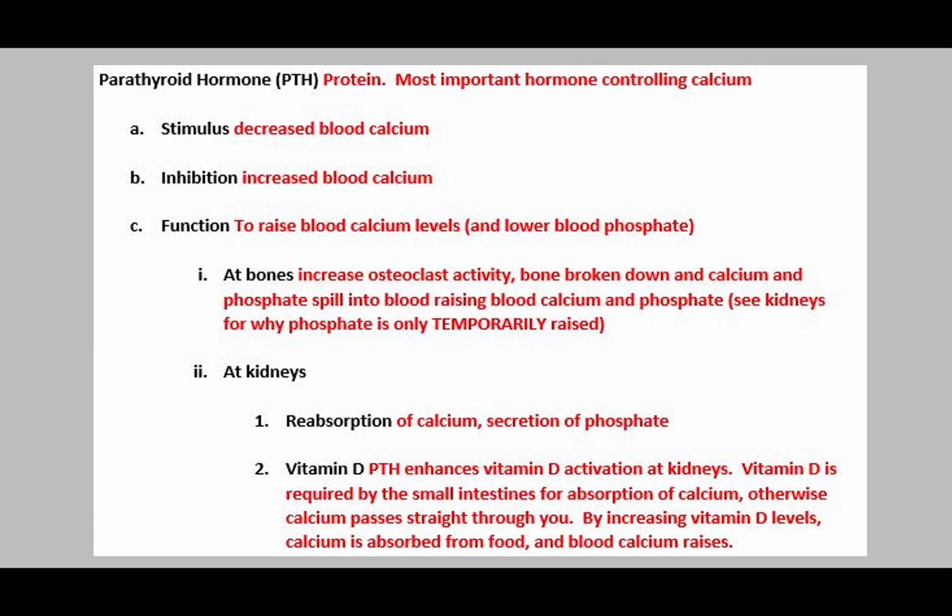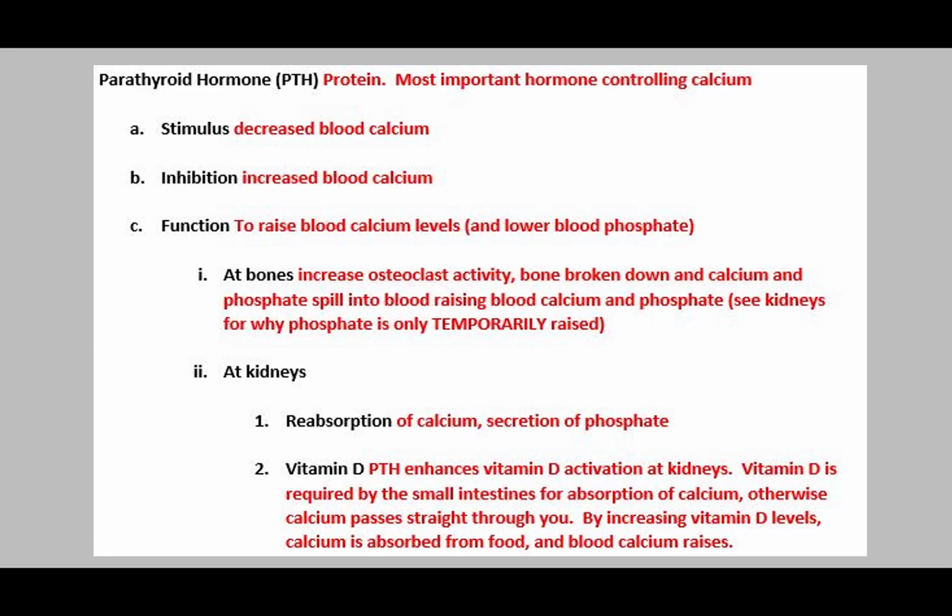Another thing that parathyroid hormone does at the kidneys is it increases calcium reabsorption. It makes sure that not as much calcium is leaving in the urine. It's taking it back from the kidneys and putting it back into our blood. So it raises blood calcium, it temporarily raises blood phosphate, but long term it lowers blood phosphate.